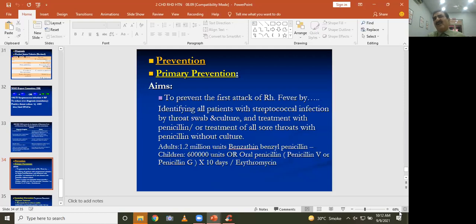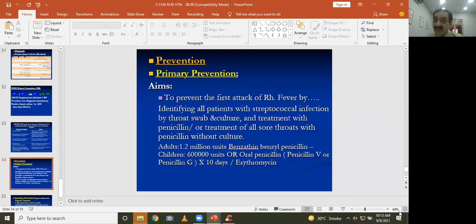So how can we prevent rheumatic heart disease? Simply, you treat all those people who have streptococcal sore throat. How can we diagnose it? We can diagnose it by the signs and symptoms, then you take the throat swab, culture it, get the culture report and give the treatment. The treatment of choice is penicillin, oral or injectable, or erythromycin. So all these sore throats should have a swab and culture, get the report, and be treated with penicillin.